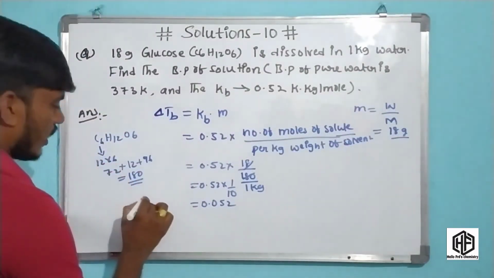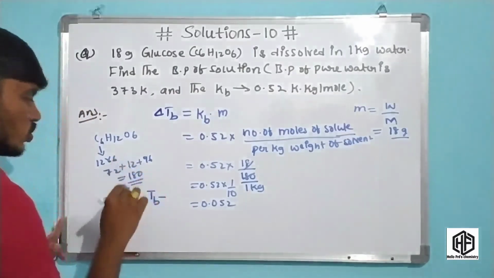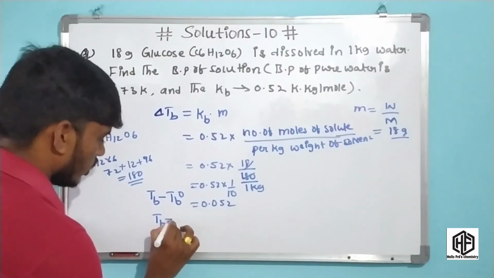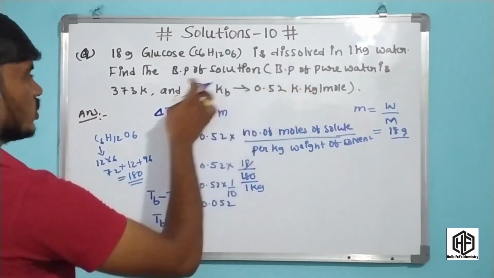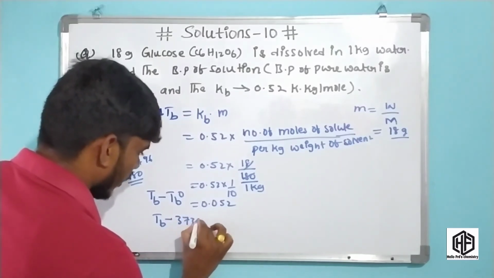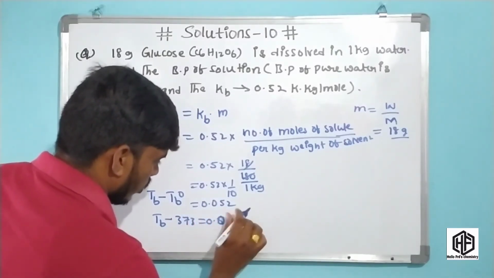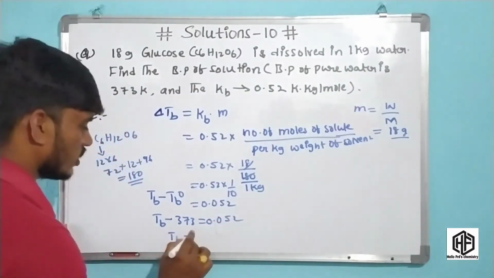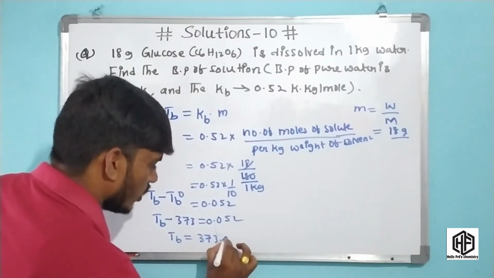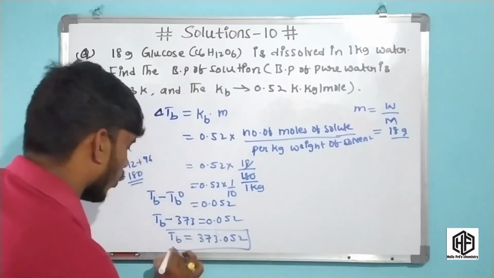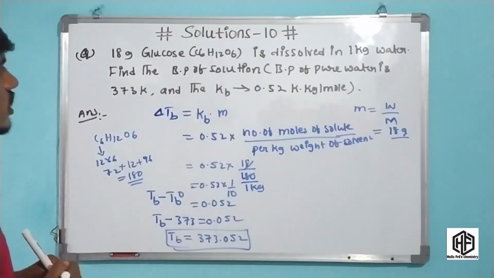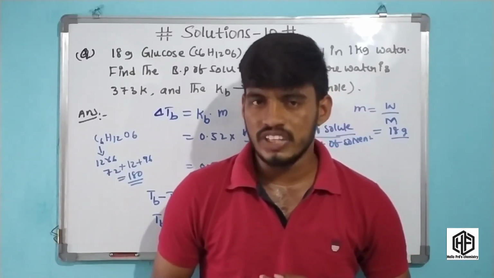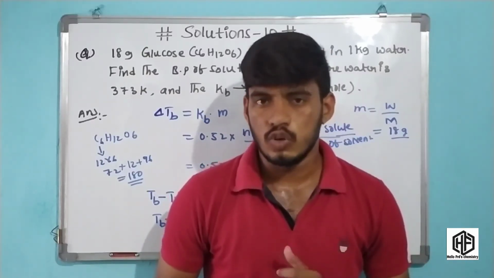Now what is delta Tb? Delta Tb is the boiling point of solution minus the boiling point of pure solvent. The boiling point of pure solvent is given in the question, 373. So Tb minus 373 is equal to 0.052. Now finally, the boiling point of solution is 373.052. This is the boiling point of the solution. These types of questions are asked from the examination point of view. Okay friends, this is the concept of the elevation in boiling point and one more important numerical problem.